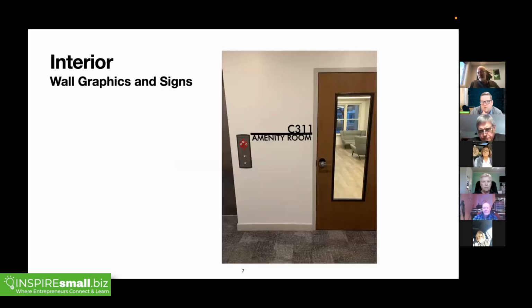Then on the interior side of things, you have wall graphics and signs. This is an example of a sign. We recently did this one. This is just an acrylic sign, room number, kind of giving a little more class to it. And this was just in Noblesville.